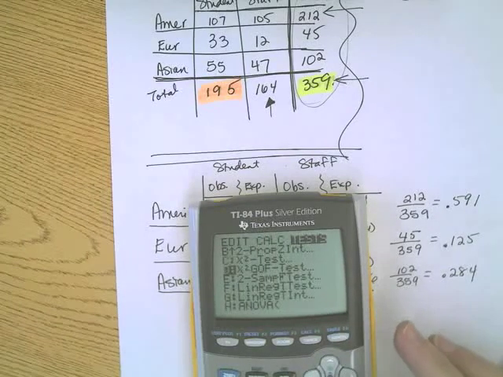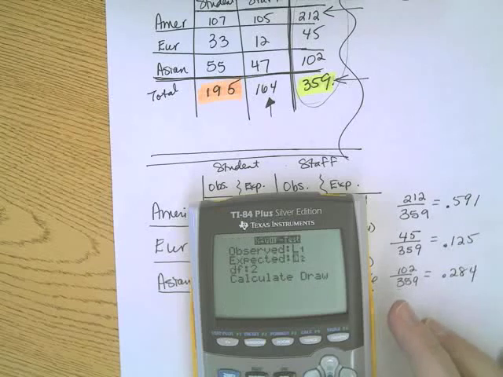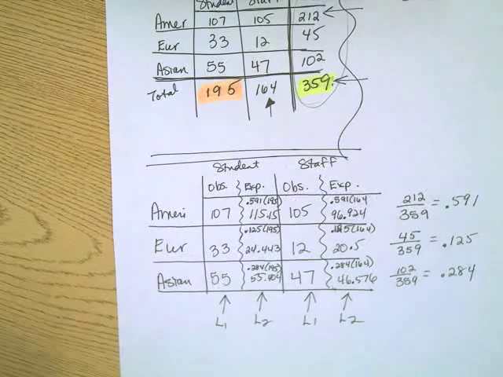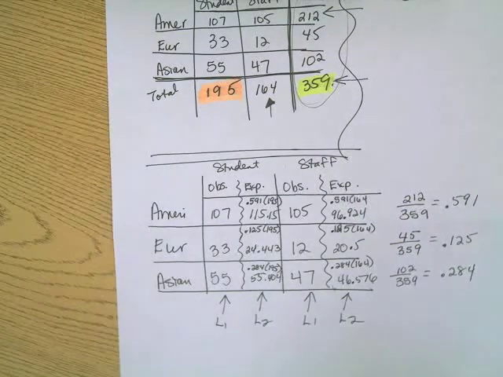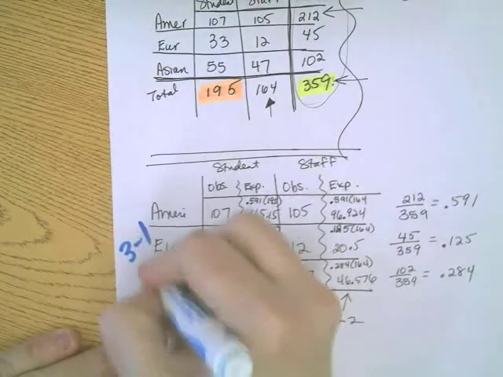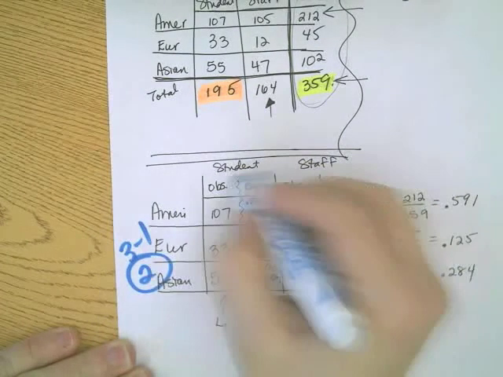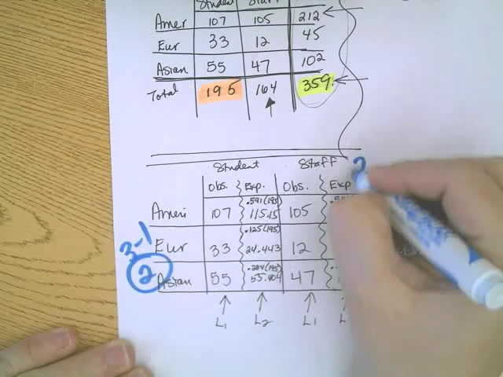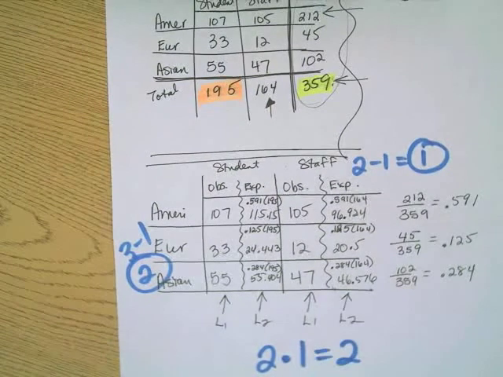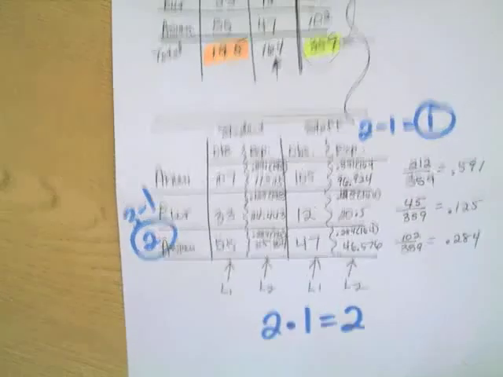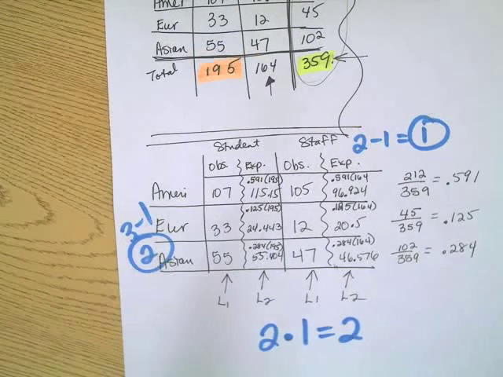Now we need to talk about the degrees of freedom. Because we have two different categories, the degrees of freedom for the cars is 3 minus 1, so that's 2. And the degrees of freedom for staff and students is 2 minus 1, which is 1. What you do with these numbers is you multiply them, so our degrees of freedom is 2. Once we find all our expected and plug everything in, the last thing we had to do was find our degrees of freedom, which was 2.